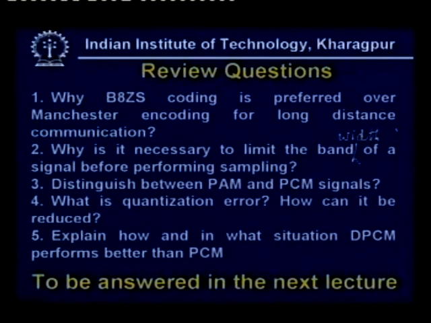Third question is, distinguish between PAM and PCM signals, that is, pulse amplitude modulated signal and pulse code modulated signal. What is the difference between the two? Fourth question is, what is quantization error? How can it be reduced? Obviously, we are referring to this question with respect to PCM. Fifth question is, explain how and in what situation differential PCM performs better than PCM. So, this is the fifth question, which will be answered in the next lecture.